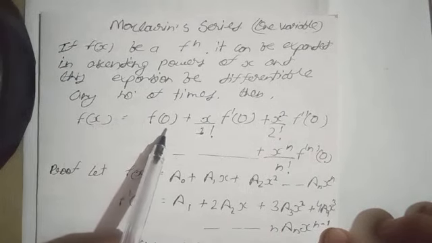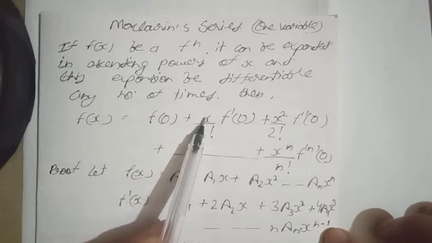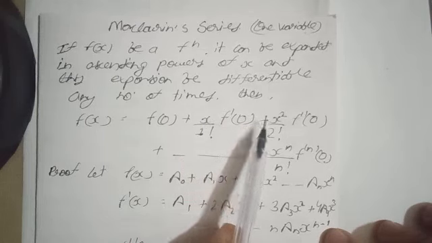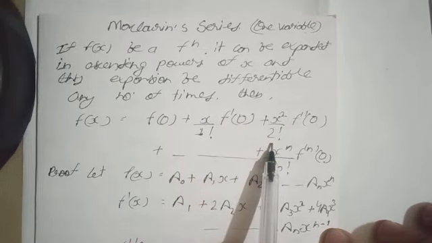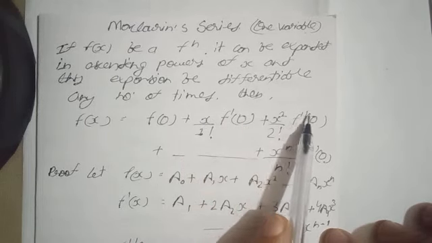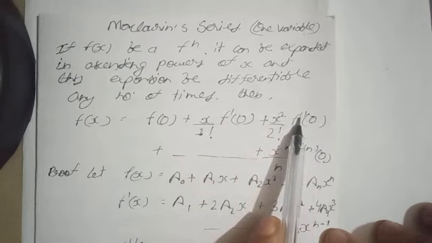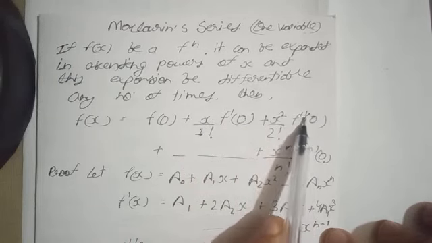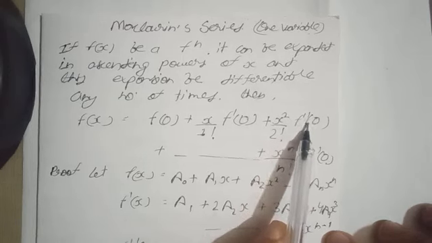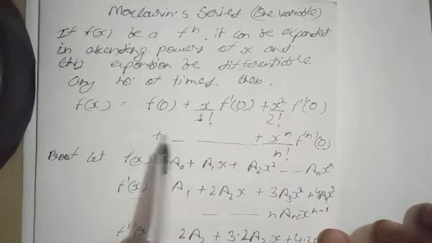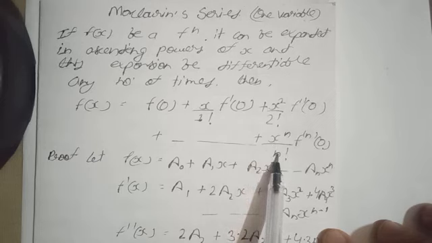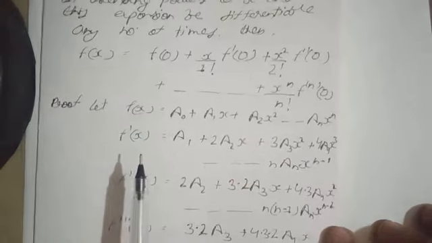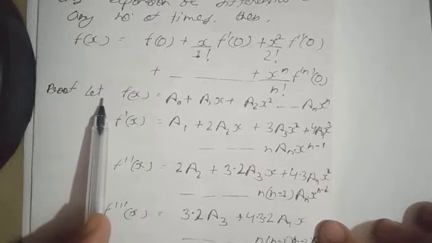equal to f(0) plus x upon 1 factorial f dash 0 plus x square by 2 factorial f double dash 0, where the dashes show the number of times of differentiation, so 2 dashes means 2 times differentiation, and so on, x^n by n factorial f^n(0). So this is the function.